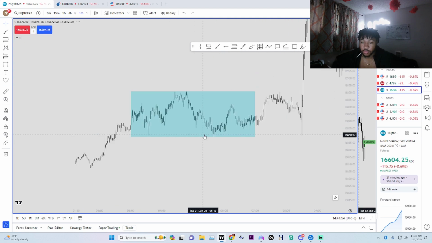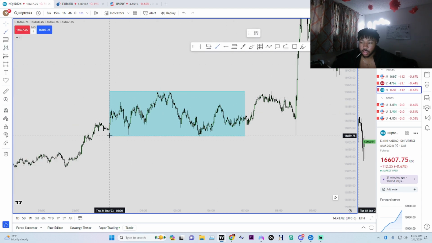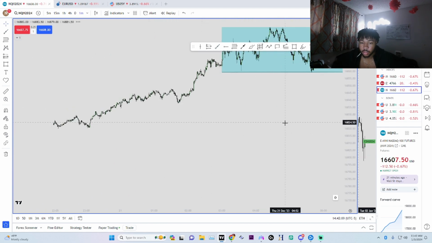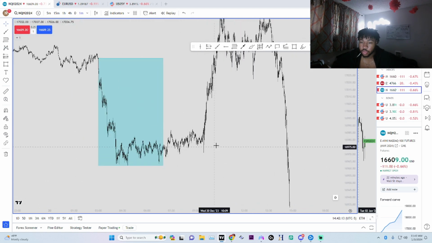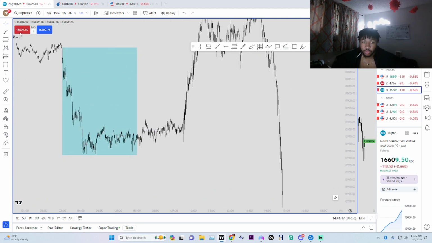Even here, look how relatively equal these lows are. And this blue box is actually all of the London session. Yes, I am trading futures, but these lows right here, relatively equal. I'm pretty sure we purged that. Let's keep on going backwards. These lows, even these highs, and even these highs, relatively equal.